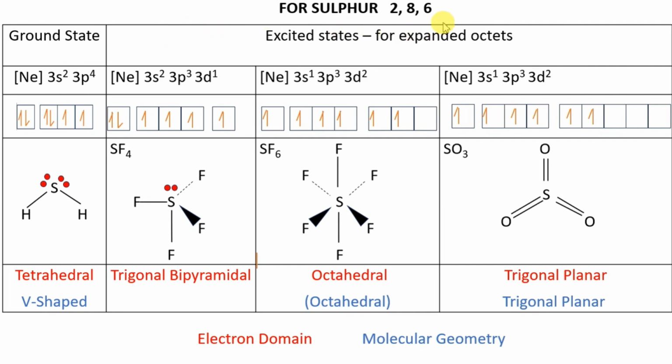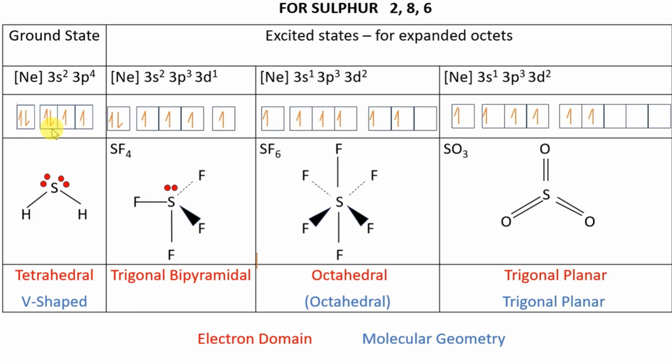Now for sulfur. Electronic configuration 2,8,6. In the ground state, we have 3s2, 3p4, 2 singly occupied atomic orbitals which can overlap to form 2 covalent bonds, as is the case with H2S. Tetrahedral in terms of electron domain geometry, V-shaped in terms of molecular geometry.